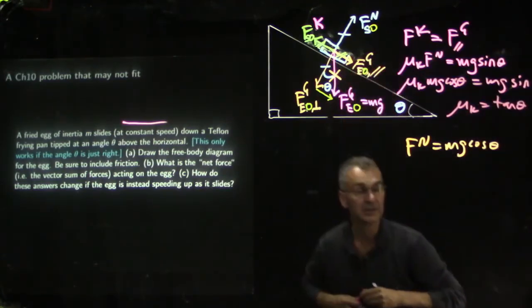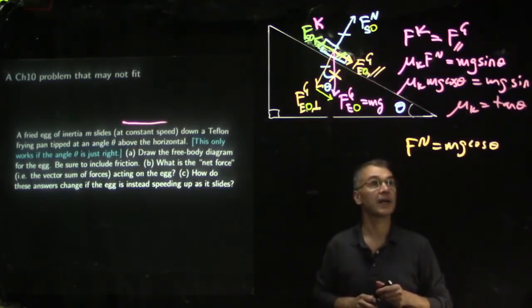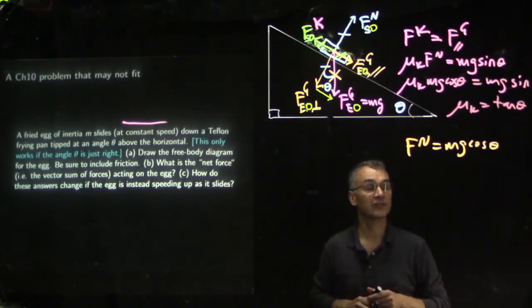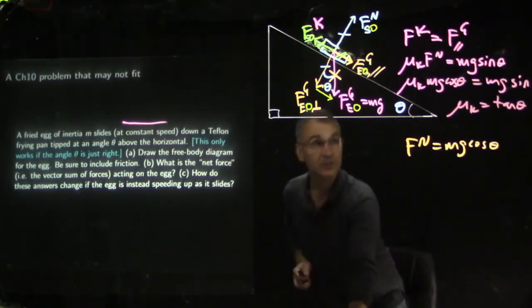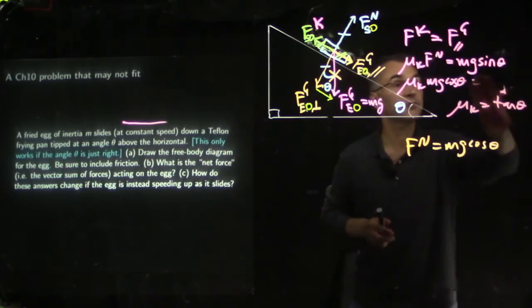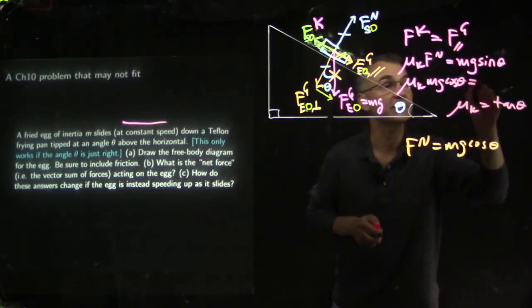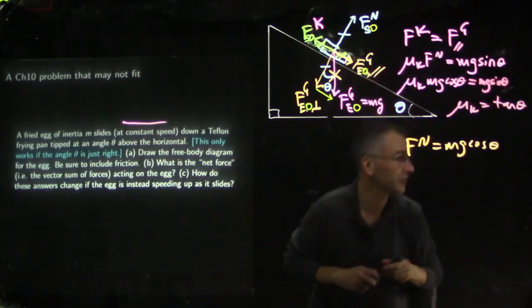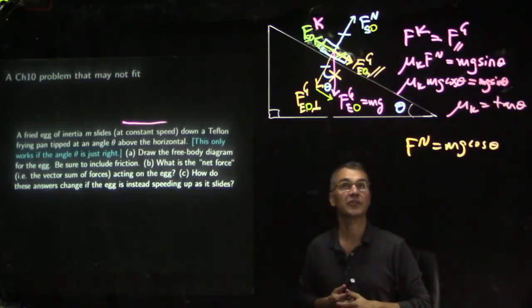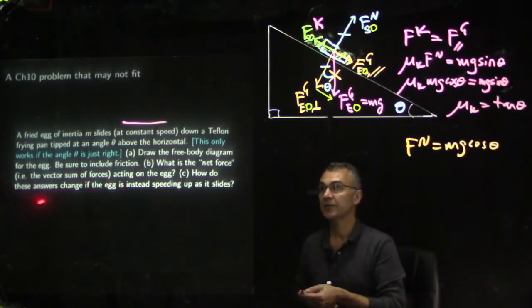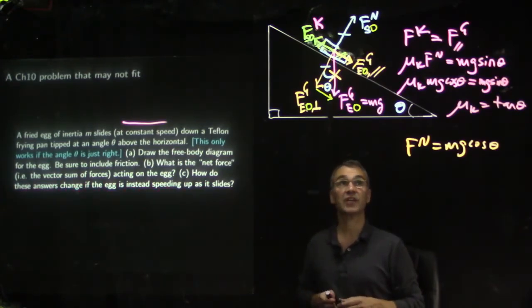So that's where the statement comes from, that this only works at exactly the right angle. It only works if we are tilting the pan such that the tangent of the angle equals the coefficient, in this case, the coefficient of kinetic friction. How do these answers change if the egg is instead speeding up as it slides?